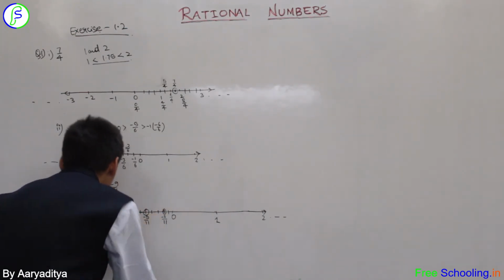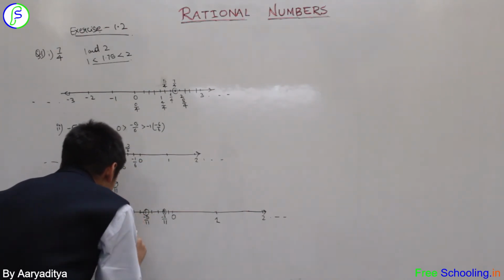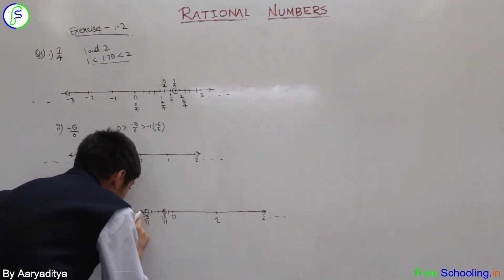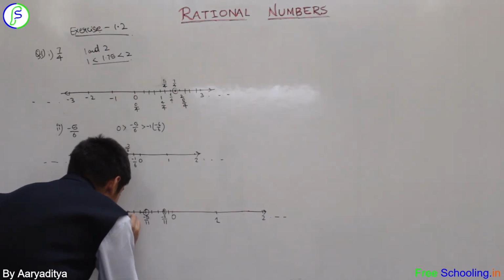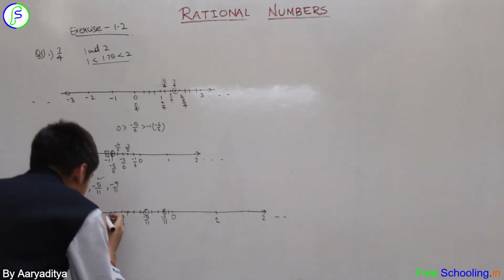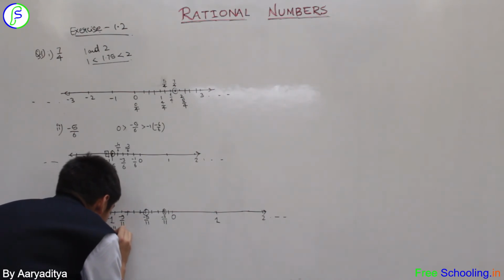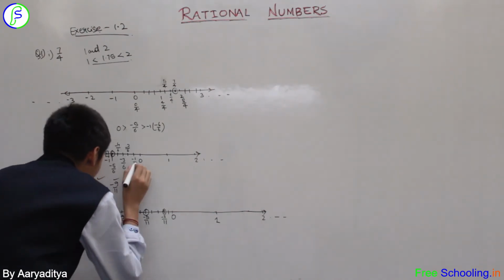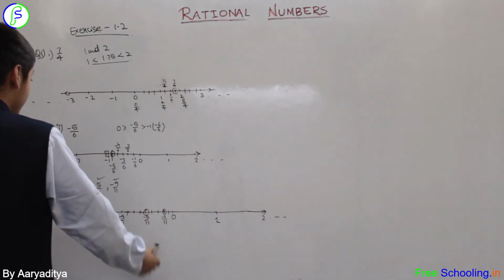Minus 5 by 11 is required. There goes another number. And at last you have minus 9 by 11. So this one becomes minus 6, minus 7, minus 8, minus 9. There comes out to be minus 9 by 11. And the last is minus 11 by 11 itself. So there you go, with all three numbers represented on the number line.